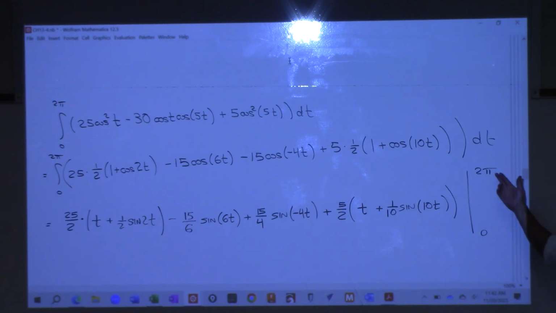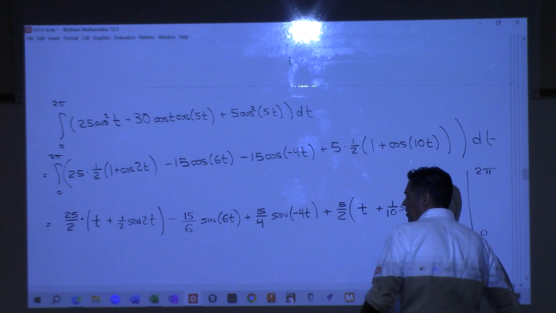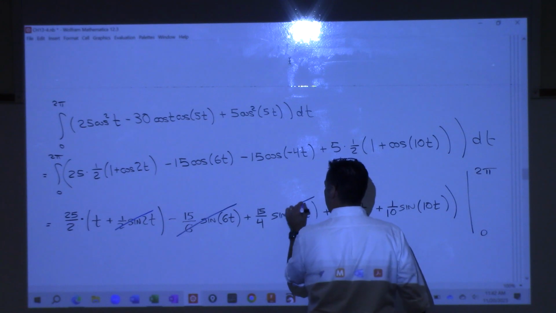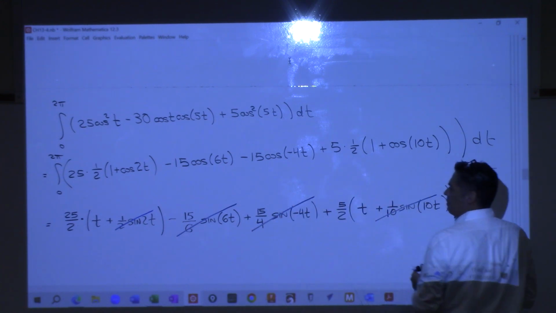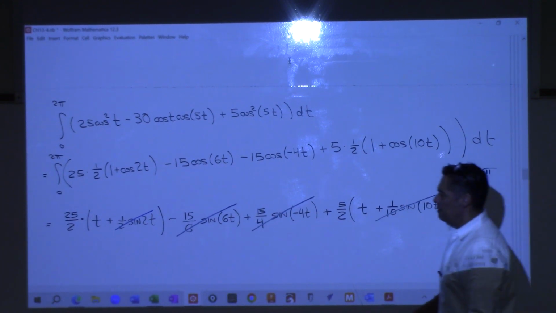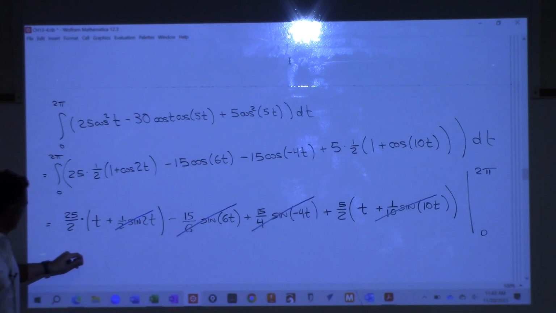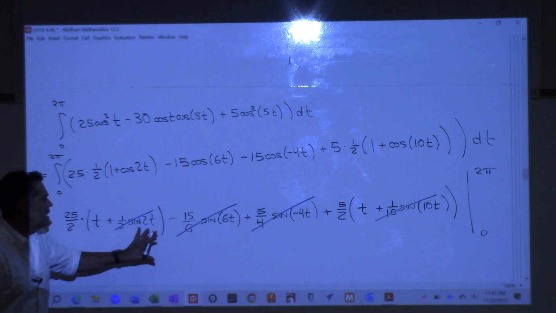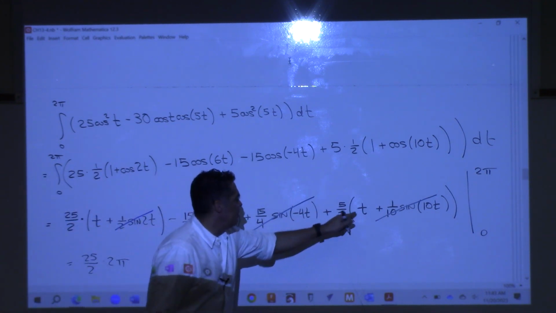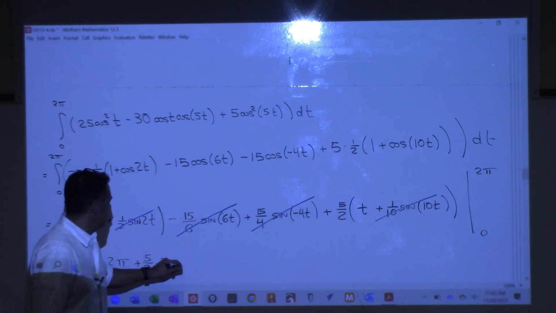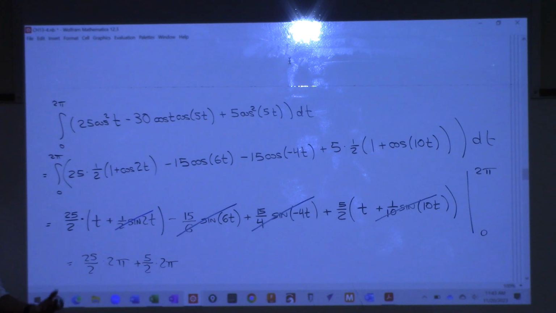Okay, so let's go 2 pi into the, I'm just not going to look at the parts that have sine in them, because I know those are going to go away, right? So let's plug in 2 pi right now for t. We should get 25 over 2 times 2 pi, plus 5 halves times 2 pi. That's what I get when I plug in 2 pi. And when I plug in 0, it all goes away. So this should be my answer.